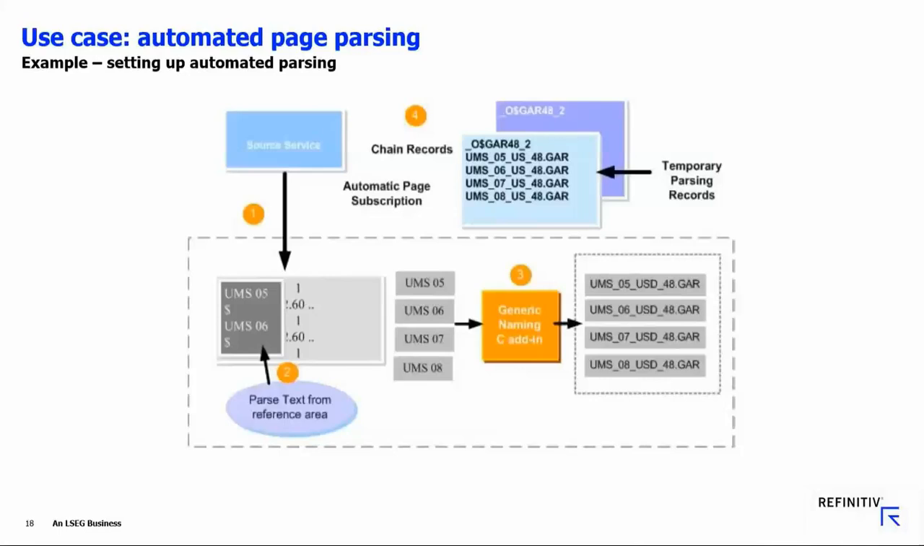Number 4, after the ATS gets the generic naming returned from the CADM, ATS will then create the temporary parsing records using the names retrieved and also create the chain for source service and item as a list of records. Use the generic naming CADM function to differentiate the same record names from different brokers. The ATS automated parsing engine uses the following features to assist in creating and managing parsing records.